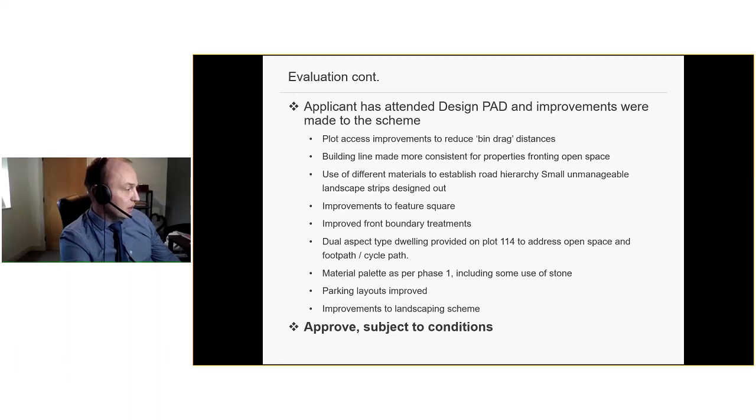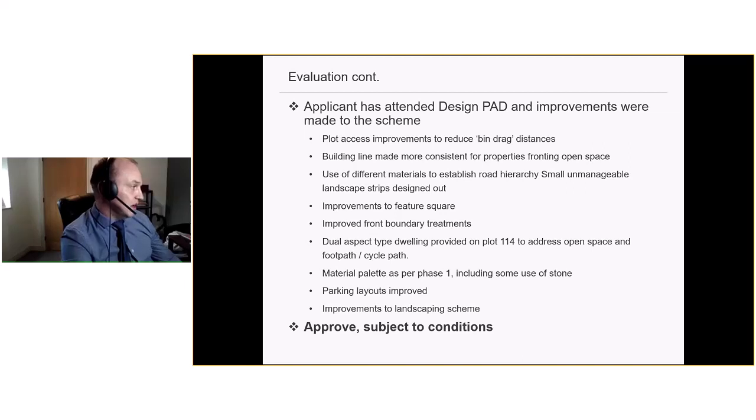The first thing they wanted to do was attend the design pad workshop, which they did, and as a result of that, within the context of the constraints of the outline consent and what's been approved at phase one, they did agree to make a number of improvements to the scheme. They're broadly detailed on here. It doesn't cover absolutely everything, but we looked at some of the plot accesses, how they functioned, and where homeowners would have to drag bins out onto the street for the collection points.